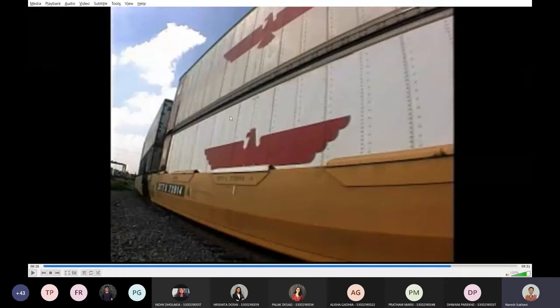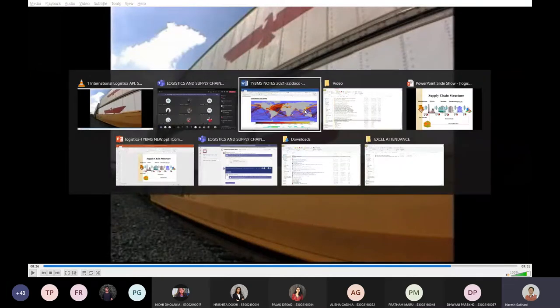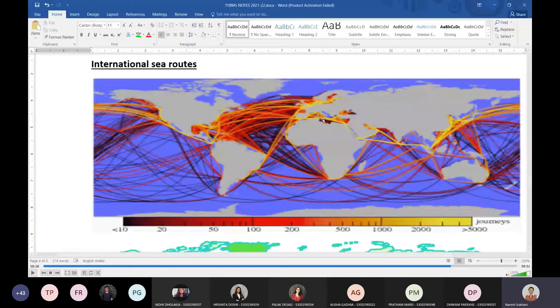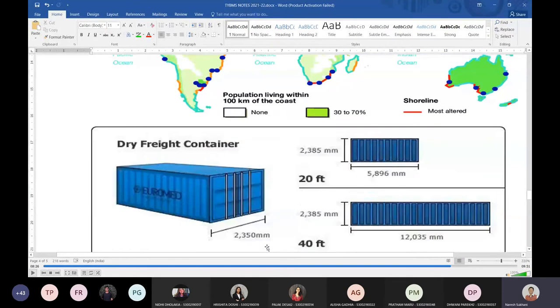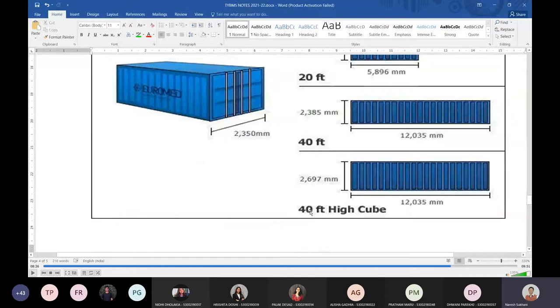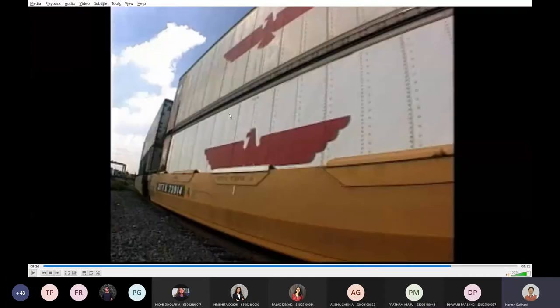Each of these containers is either a 20 feet container or a 40 feet container. So now what does a container mean? Have you understood this image? This is a dry freight container, which is of length of 2350 millimeters. This is a 20 feet container, this is a 40 feet container, and there is a 40 feet high cube container. What you are seeing are 40 feet high cube containers, and that too double stacked.